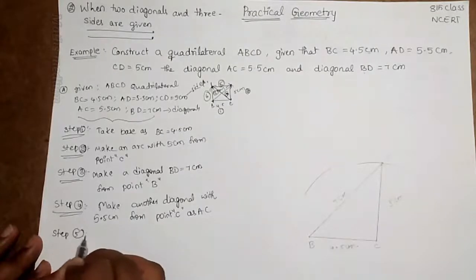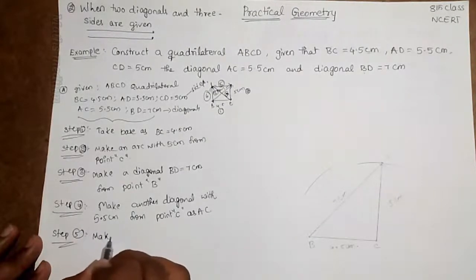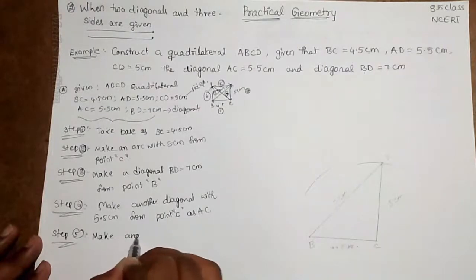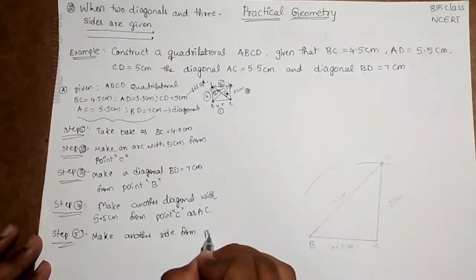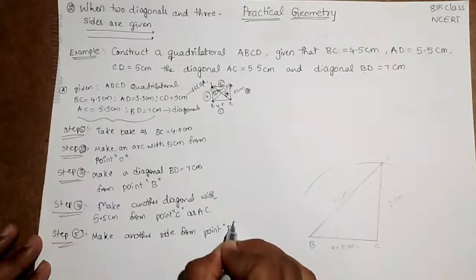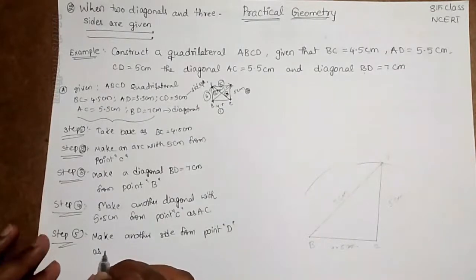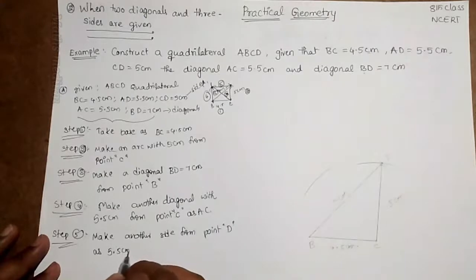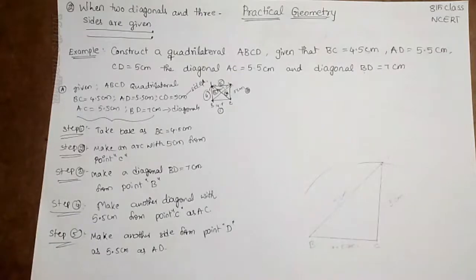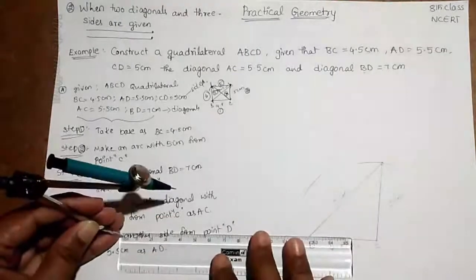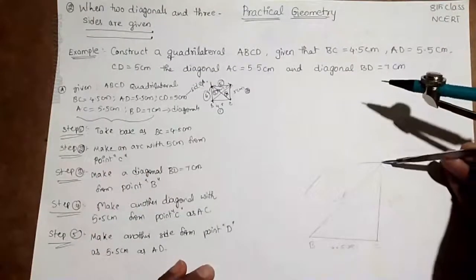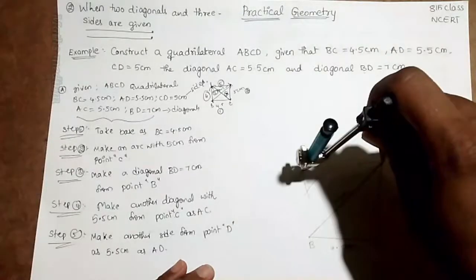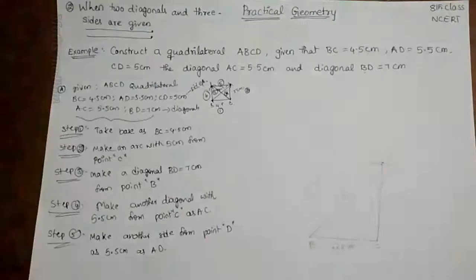Step 5. Make another side from point D as 5.5 centimeters as AD. So take another 5.5 centimeters. So from D, make an arc like this. Those two arcs are meeting at a point.